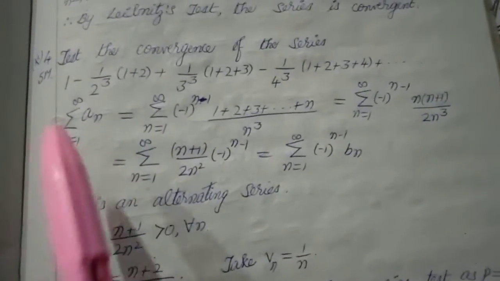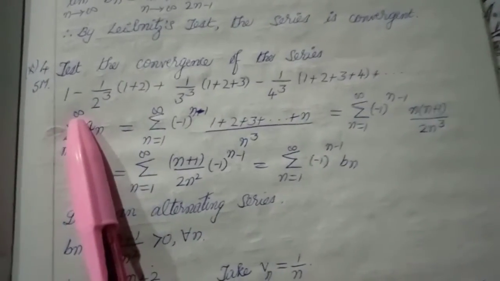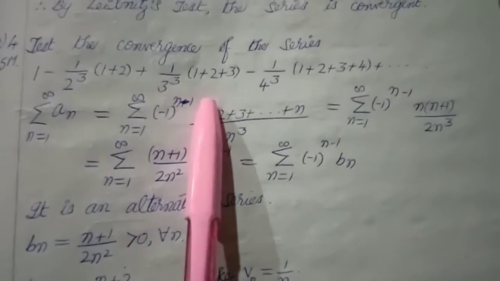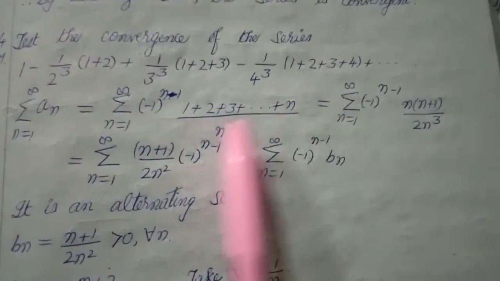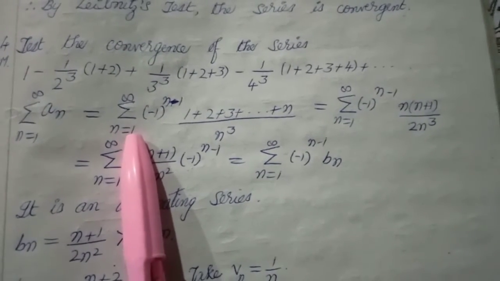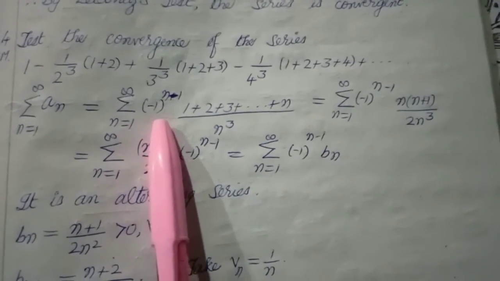Now next problem. This is very important. So it is 1 minus 1 by 2 cube into 1 plus 2, plus 1 by 3 cube into 1 plus 2 plus 3, and so on. So when I am writing it in summation an, it becomes sigma n is equal to 1 to infinity, minus 1 raised to n minus 1.